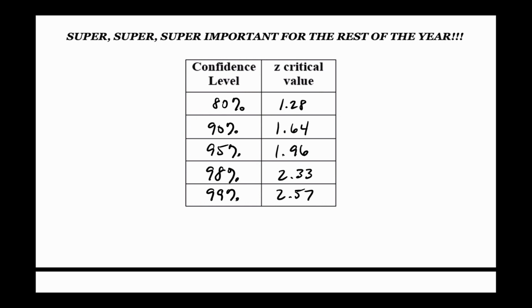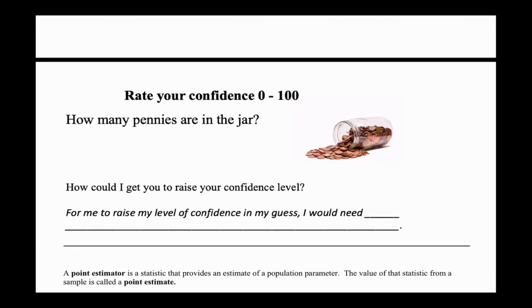Okay, so that's what we call Z critical values. Where does the Z come from? The Z-score chart. That's what you use to figure those out, right? So you're going to see the Z a lot because that's where some of these percents came from. And those are the Z scores that go with those confidence levels.